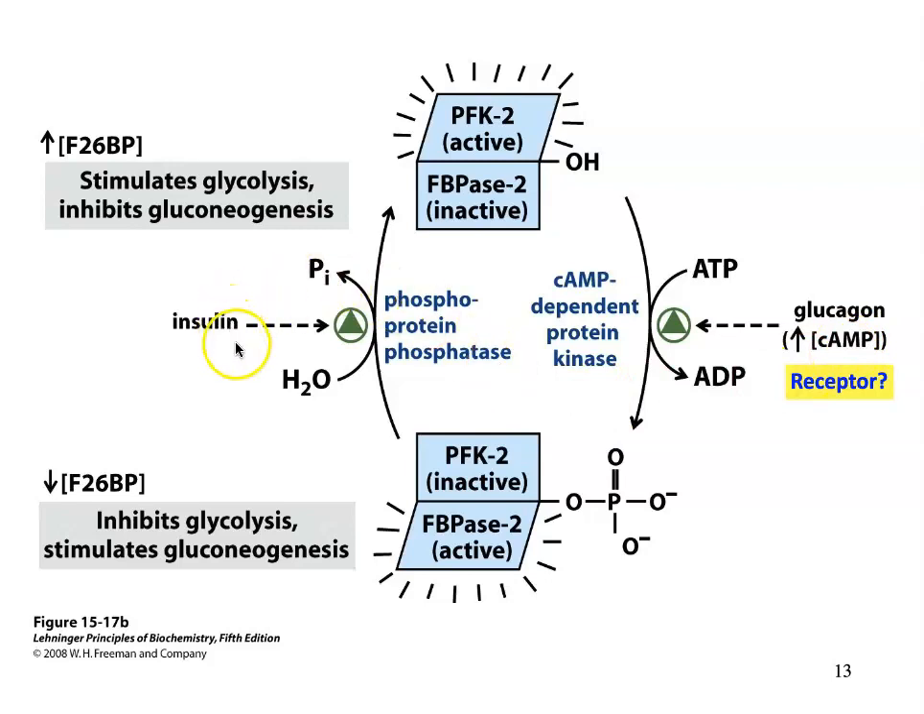Insulin, on the other hand, through a phosphoprotein phosphatase, dephosphorylates the protein, turning on the PFK2 site active, which will increase fructose 2,6-bisphosphate, thus stimulating glycolysis and inhibiting gluconeogenesis.